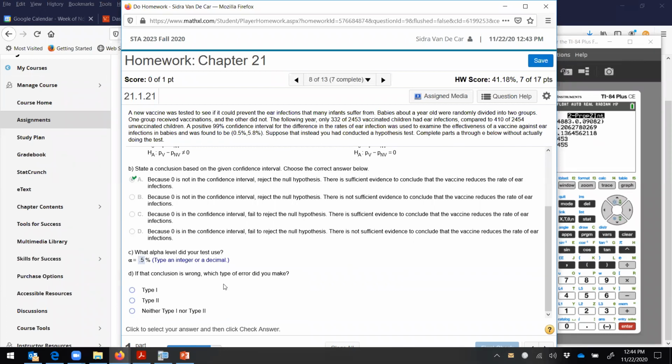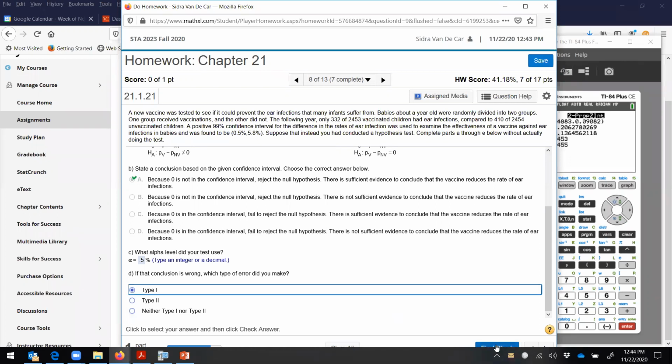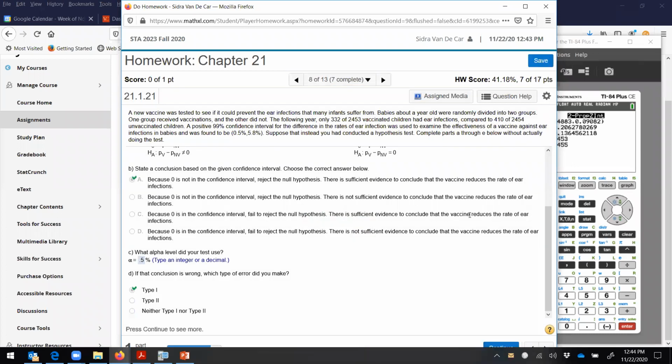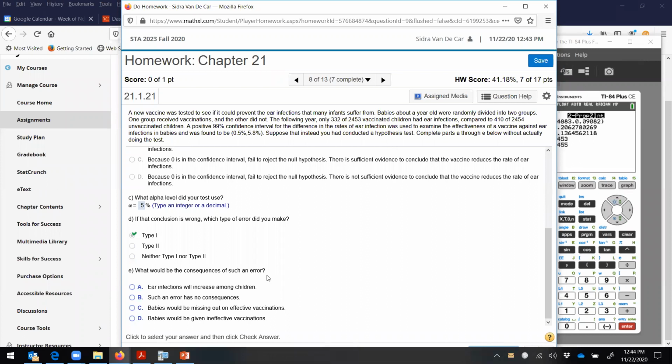If our conclusion is wrong, which type of error did you make? So we rejected when we should not have. That's a type 1 error. Rejecting the null hypothesis when you should not have. What would be the consequence of such an error? We would have vaccinated a bunch of babies that didn't need it.